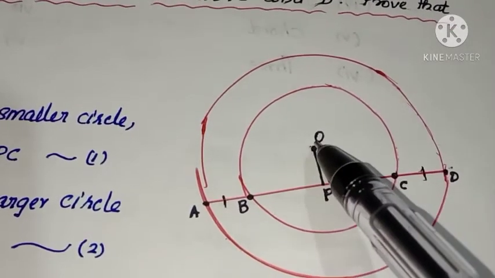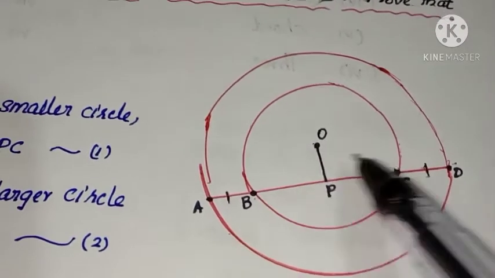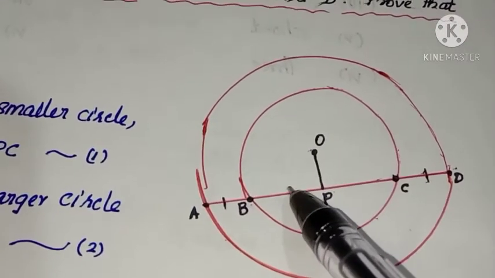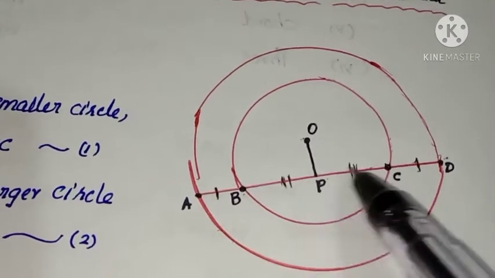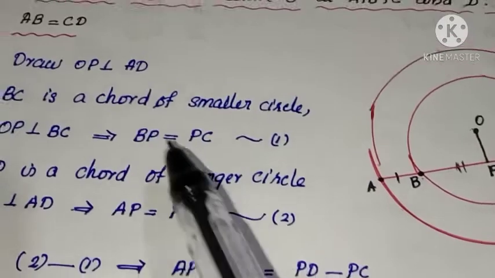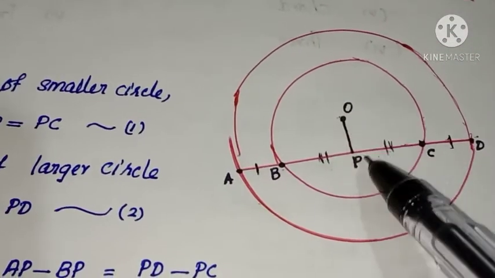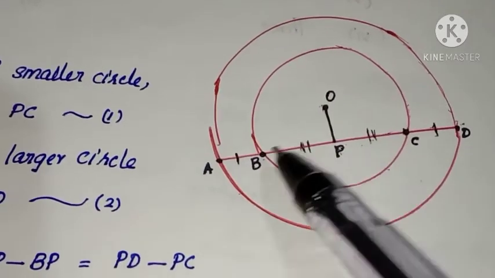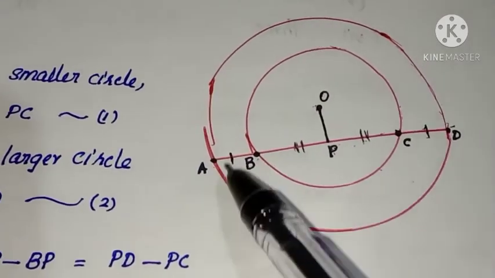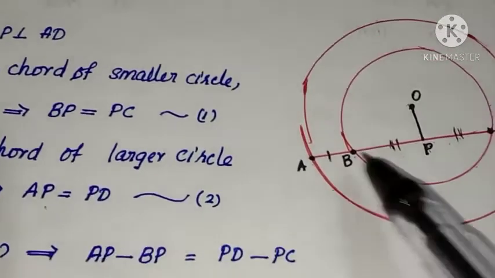OP is the perpendicular line from the center to the chord BC. Therefore this line bisects the chord. That is, BP and PC are equal. BP is equal to PC. So OP is a perpendicular line, and the perpendicular line bisects the chord AD also, isn't it? That is AP is equal to PD.